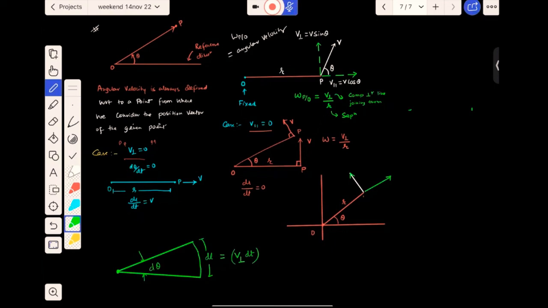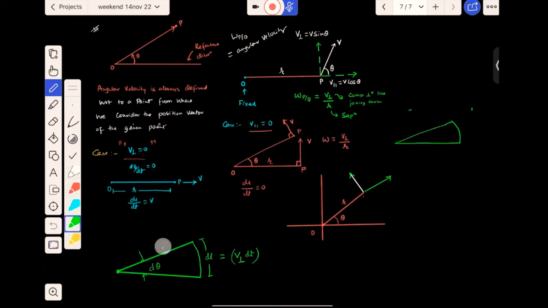Understanding this point, how I wrote dl as v dt. I have got some point going around another point. Whatever velocity it has along the tangential direction will decide how much it is traveling along that direction. Because this particle is not going in a straight line path, it is going around some curved path. So the velocity it has along the curve will decide how much distance it has traveled in a small time. That small distance it covers, dl, I can write as v perpendicular into dt.